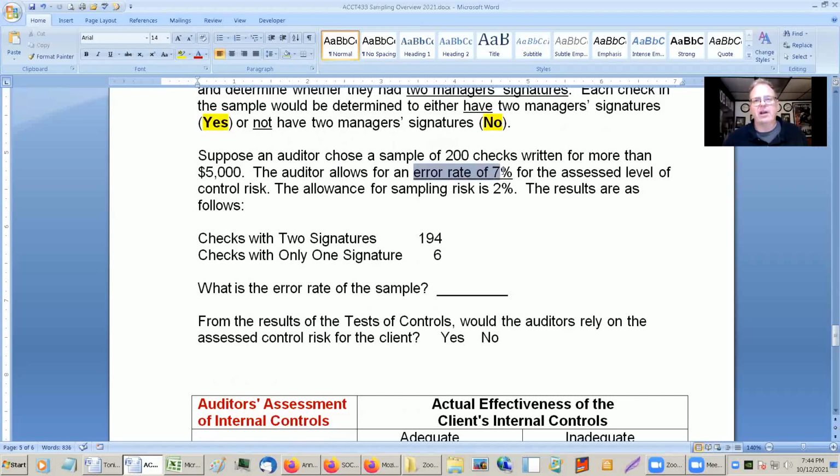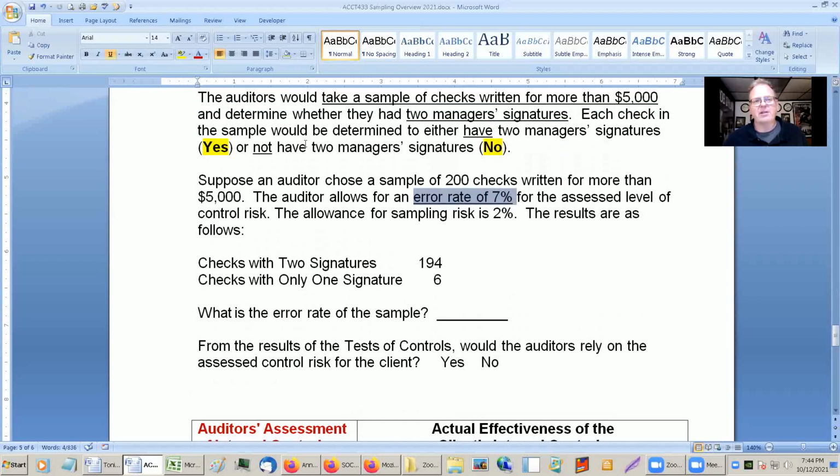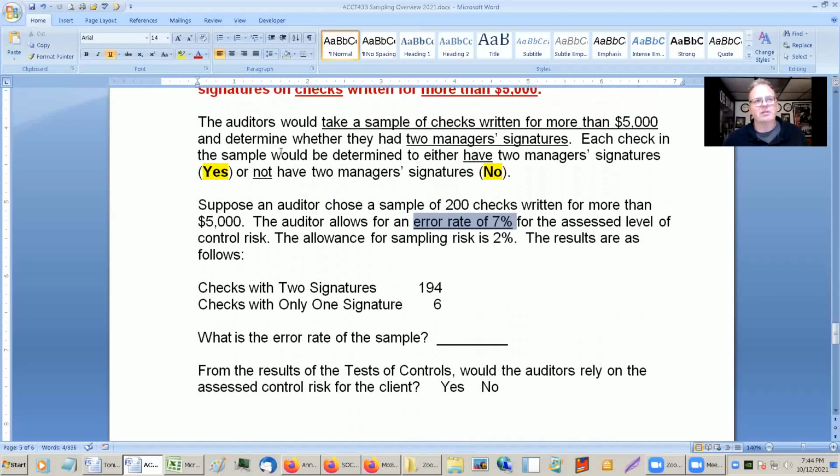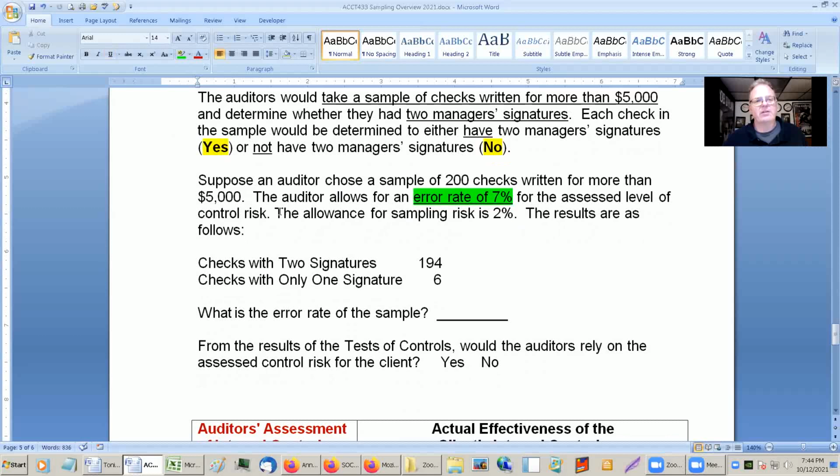The auditor allows for an error rate of 7% on the sample. They took 200 checks. And the allowance for sampling risk is 2%. Now, you'll notice something here. For tests of controls, the allowances are not dollars.